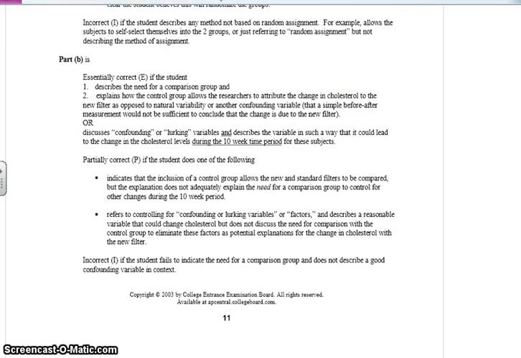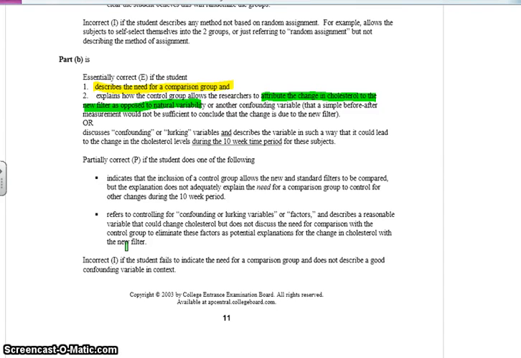Okay, and so I'm looking now at the rubric and what it takes to get an essentially correct on this problem. So here's what has to happen. We have to describe the need for a comparison group, and we have to explain what that allows us to do. And that is to attribute the change of the cholesterol to the new filter as opposed to natural variability. You could also talk about confounding, sort of in the way I did, but you've got to describe the variable in such a way that it would lead to the change of the cholesterol levels during the 10-week period.